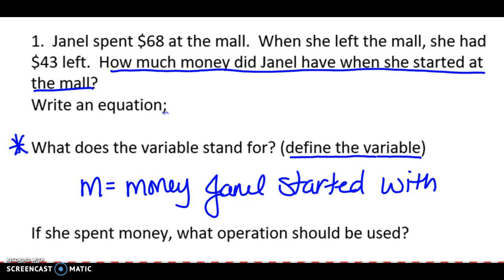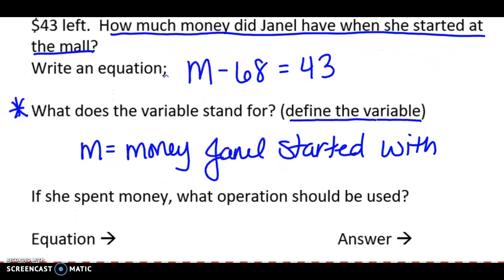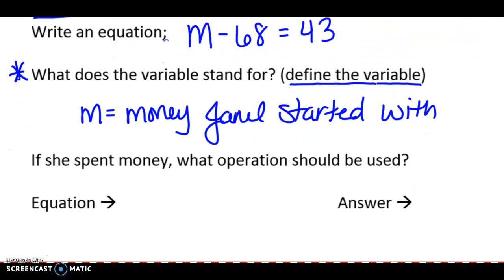So let's go back up to the first part, write an equation. So she started with money, so she started with M. She spent $68. We know from writing expressions that we're going to subtract $68. And when she left the mall, she had $43 left. So this is the new part. We were writing all kinds of expressions. Now we know, okay, after the expression happens, she's left with $43. So now we can turn it into an entire equation with an equal sign.